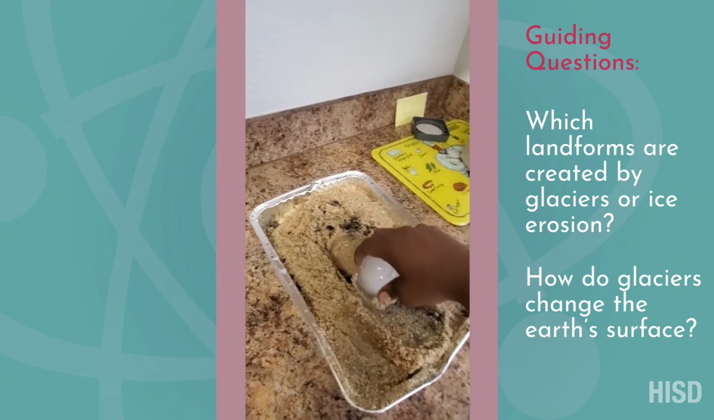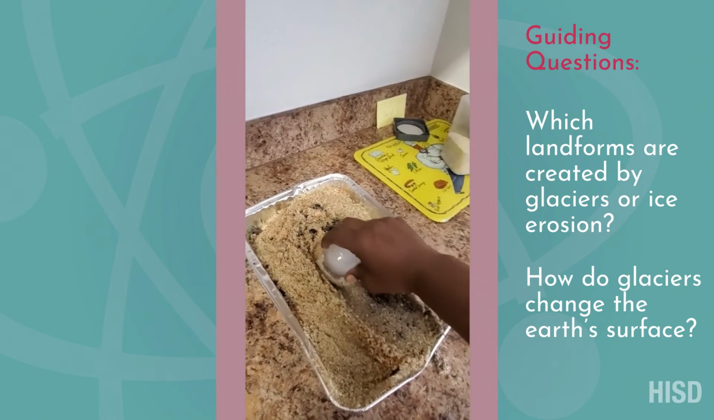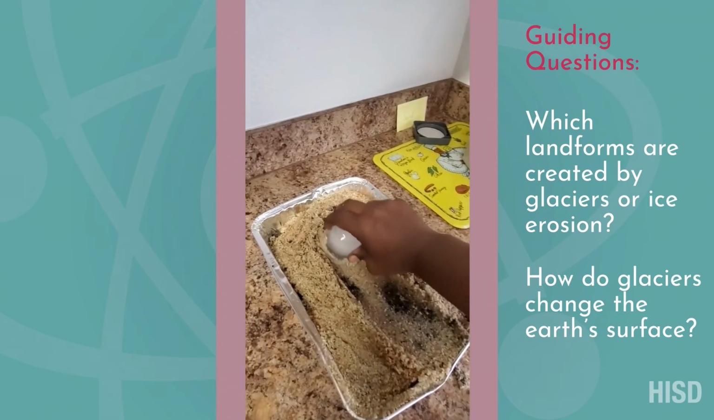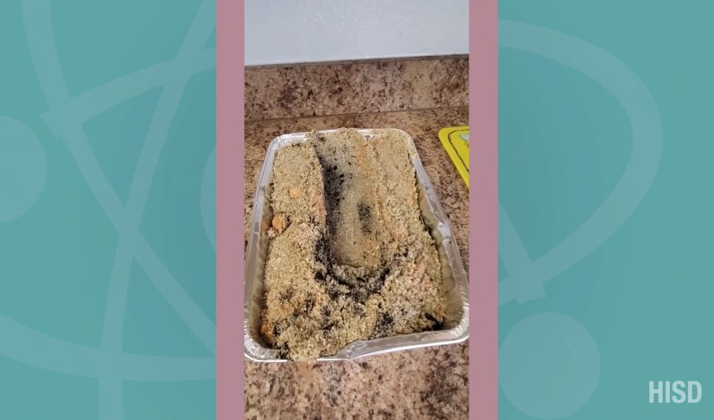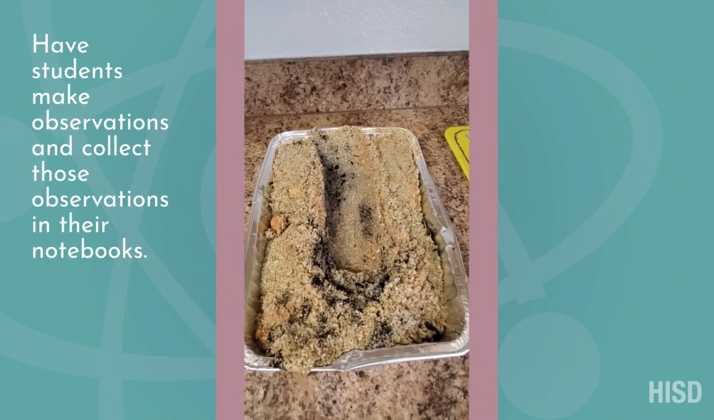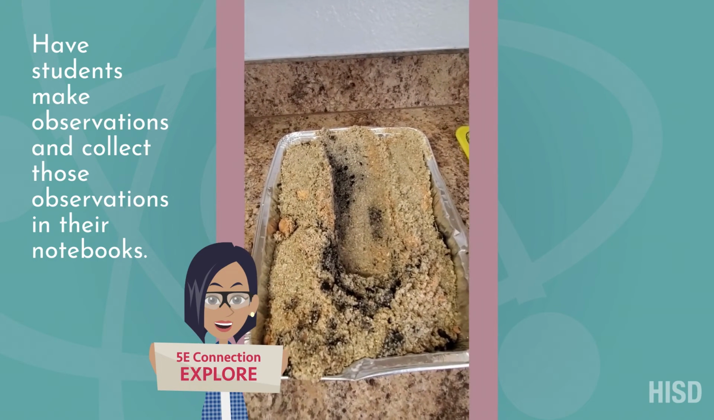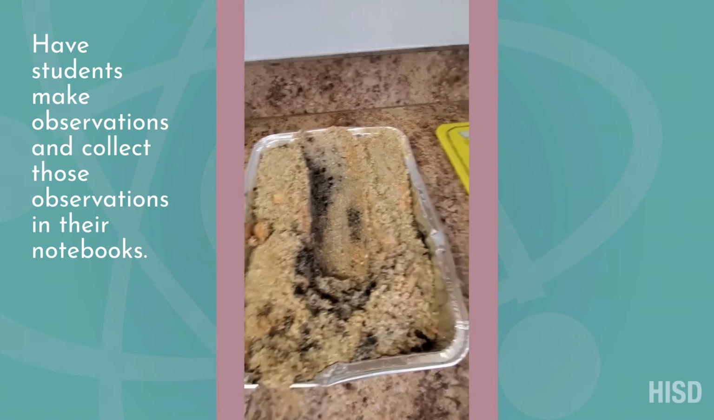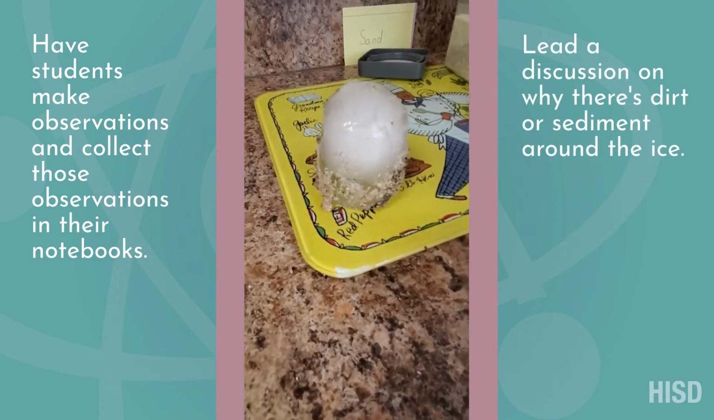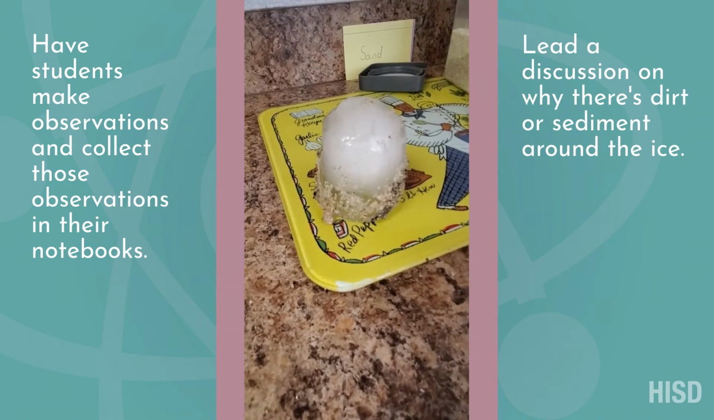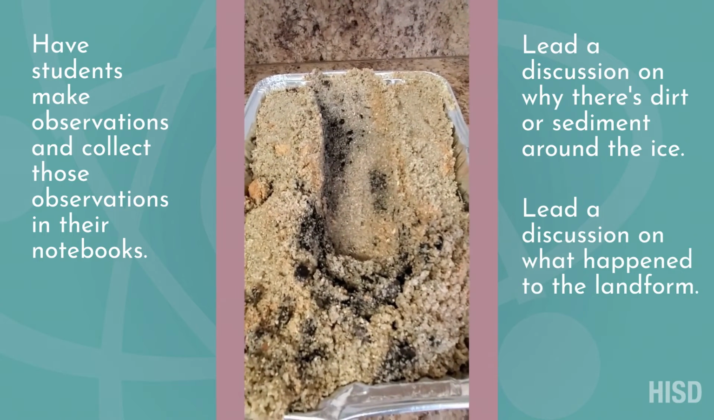Continue to carve out the middle of your landform and continue to ask students the guiding questions. Once you're done, have students make observations and collect those observations in their notebooks. Also, lead a discussion on why there's dirt or sediment around the ice. Lead a discussion on what happened to the landform.